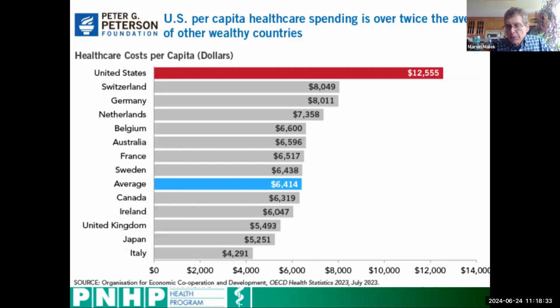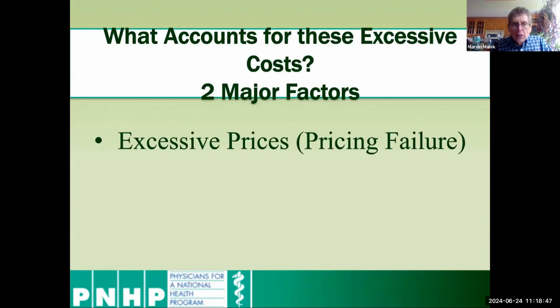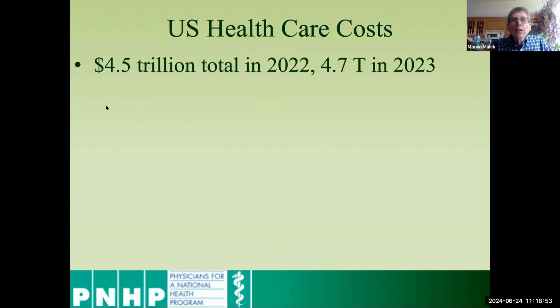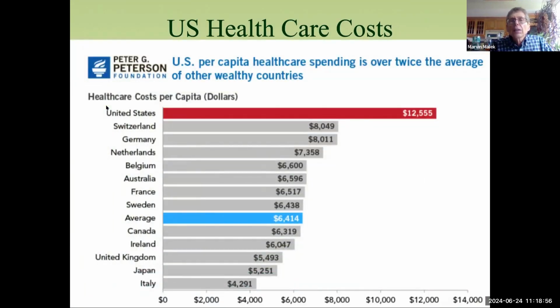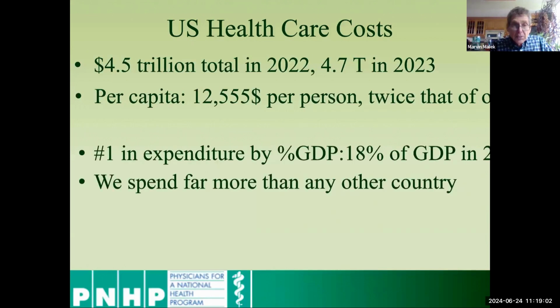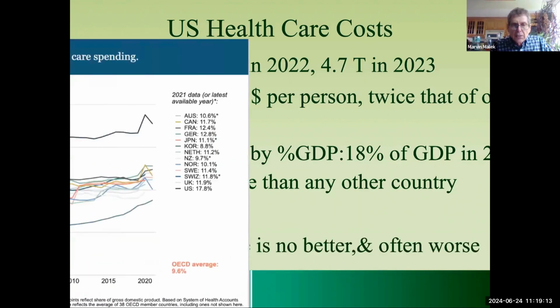And when you look at outcomes, we're not exactly doing well, and there's not much of a correlation with this level of spending. The countries that spend less and have single payer systems have generally good outcomes. So let me just go on from this because I'm going to get to this in a different way. So 4.5 trillion, and here's the same chart again. 4.5 trillion, 4.7 trillion in 2023, 12,555 per person. It's crazy. Number one expenditure. We're now approaching 20% of GDP, more than any other country.